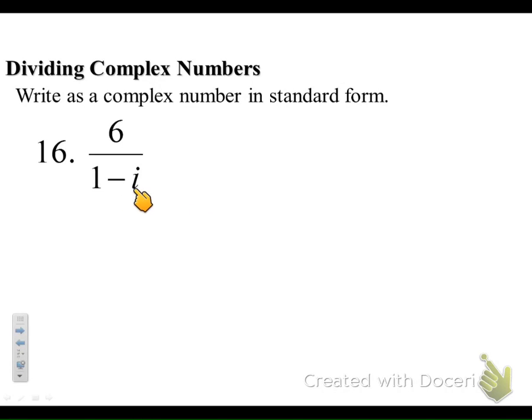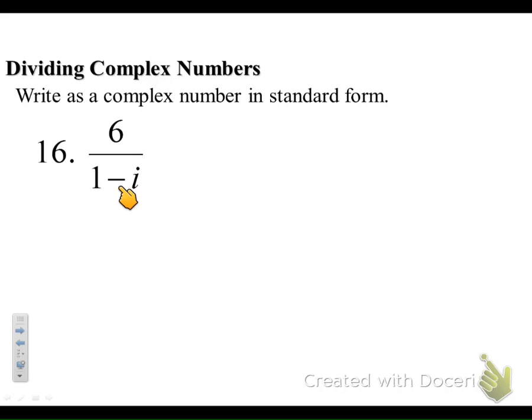Yesterday we discussed how this fraction is not in simplified form. We're going to start with 6 over 1 minus i, and it's not in a simplified form. The last example we had yesterday dealt with two complex numbers that had i's in them, but then all of a sudden we got a solid number.